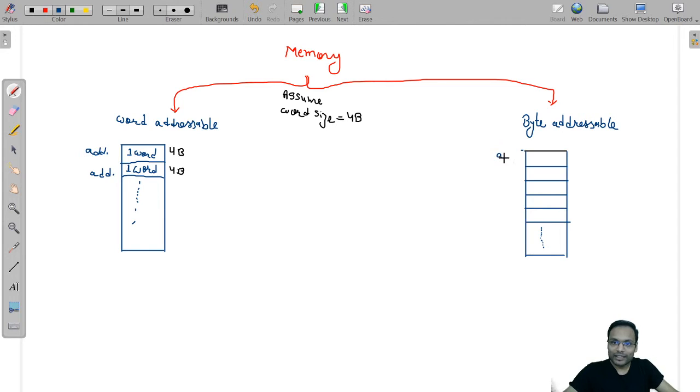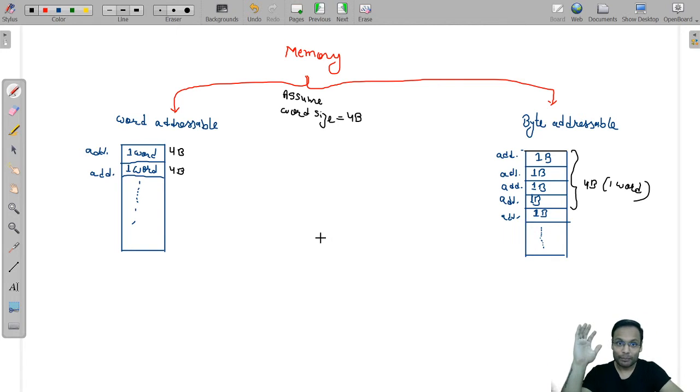Means if you are having an address, on that address how much content you can keep is only 1 byte. Similarly, on the next address also you can keep only 1 byte. Next address you can keep 1 byte, and next address you can keep 1 byte. So every address is capable to store only 1 byte. That's it. So if suppose in this byte addressable memory, I want to store one word of 4 bytes, then I will require 4 different addresses. 4 bytes, one word will be stored on 4 different addresses.